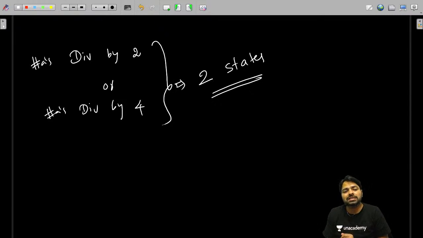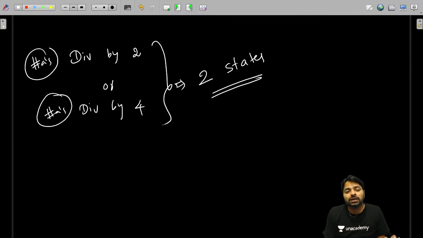Here, number of A's divisible by 2 or number of B's is there, multiply. But here, number of A's, both are A's only. So if A is divisible by 2 union A is divisible by 4, then just divisible by 2 is enough, because that is a superset. That is a superset, guys. Okay.